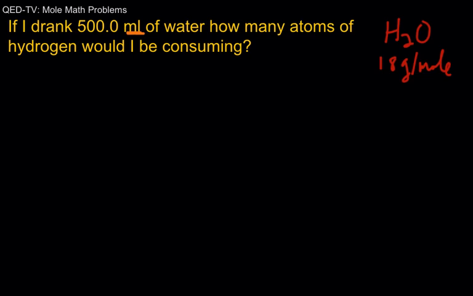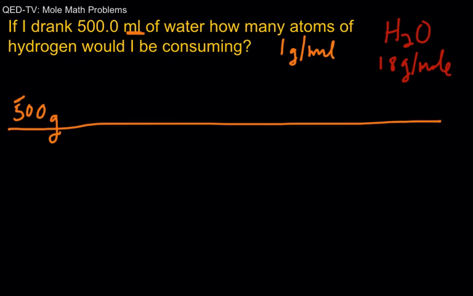Well, we know the density of water is 1 gram per every 1 milliliter. So instead of saying 500 milliliters, I can write down 500 grams. 500 grams. And now I'm going to draw my big long dimensional analysis line, and I'm going to have conversion factors that I could possibly put in here.